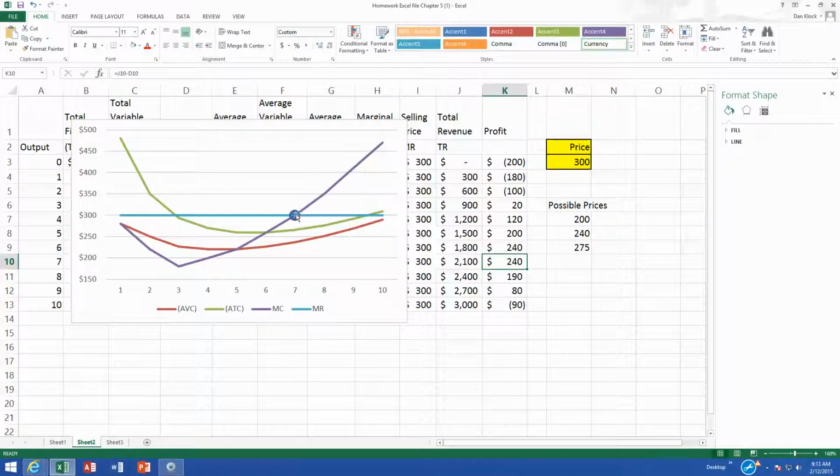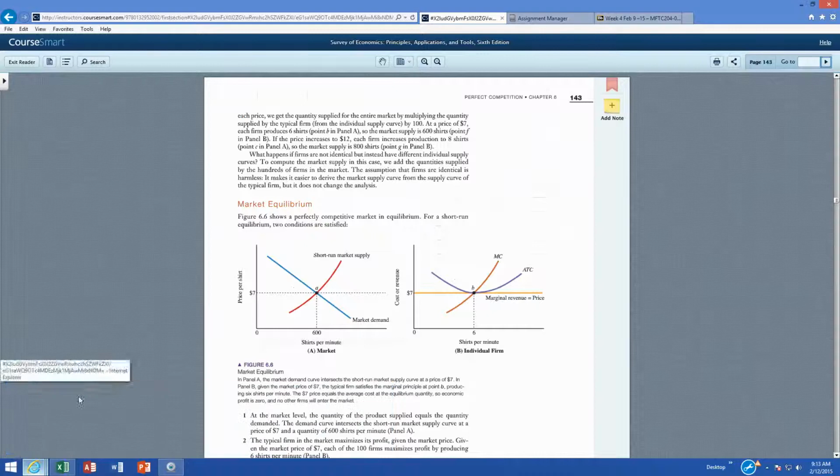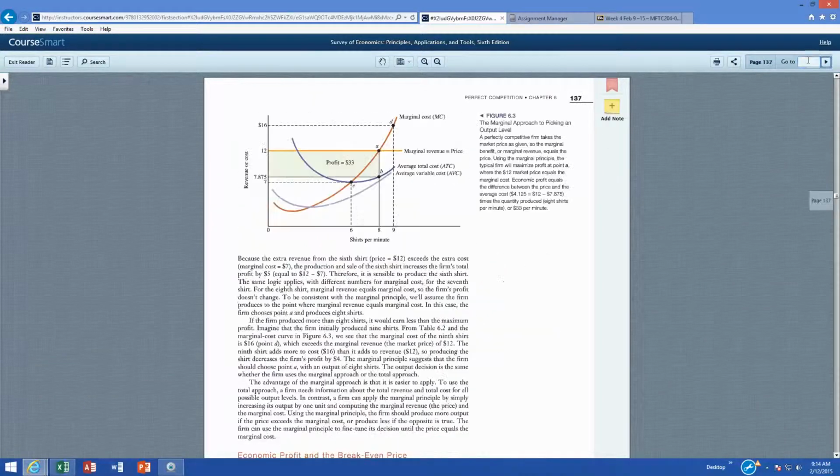And take a look, this is above the average total cost, which is the green line. So everything above here, between the profit maximization point and the green line, is profit. And if I go back to the textbook, I believe this is on page 137, it shows us something similar. Notice point A here, this is where marginal cost equals marginal revenue. And it's above the average total cost curve. So this area in here is profit.